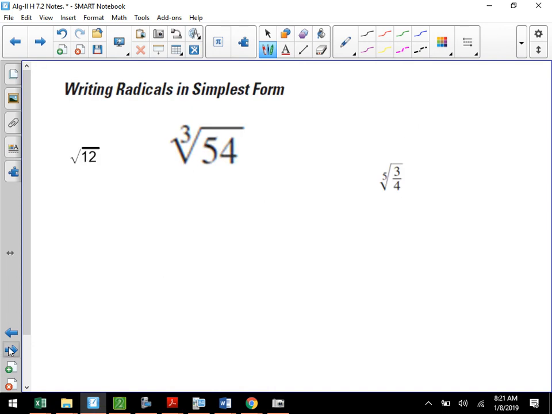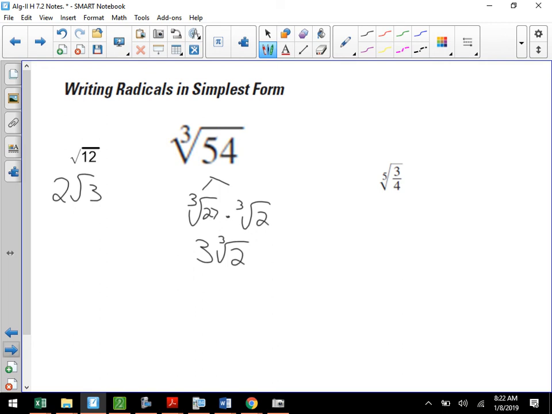Let's see. Well, we just did the square root of 12. Square root of 12 was what? 2 root 3, yeah. Okay. 54. What's the perfect cube that goes into 54? We already said that wasn't 8, that was 56. 27. 27 times what? 2. So cube root of 27? 3. Okay. There you get that. All right.